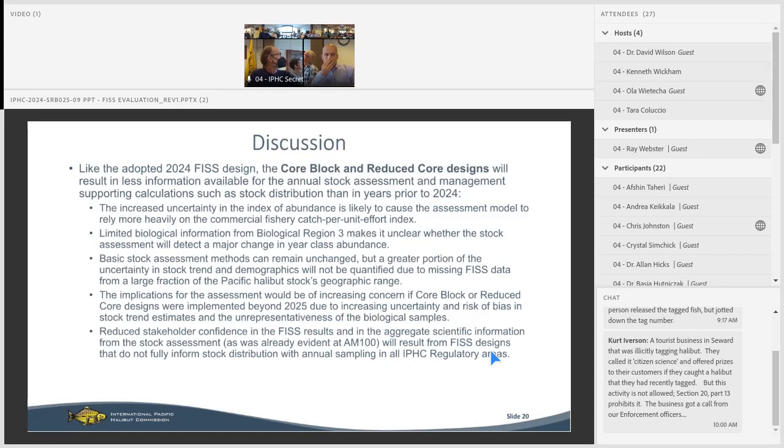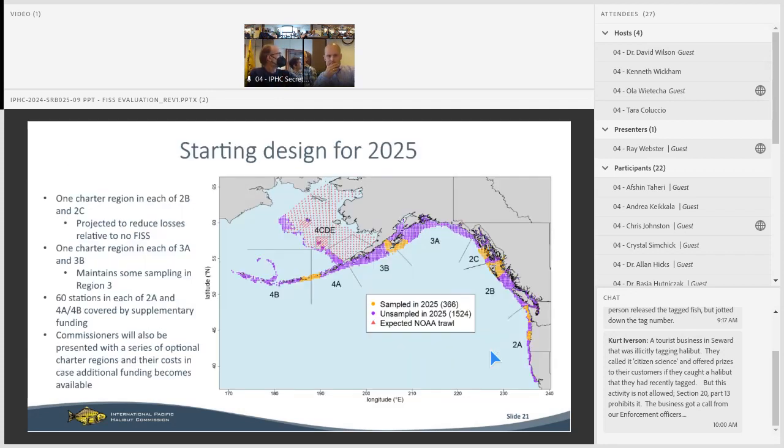Okay. I'm going to skip this one. It's just basically a summary of why we would be concerned about using the core block and the reduced core designs due to this information. Impact on the stock assessment. The slide also appeared in June and this takes a long time to talk about. So more interesting perhaps is where are we at in 2025?